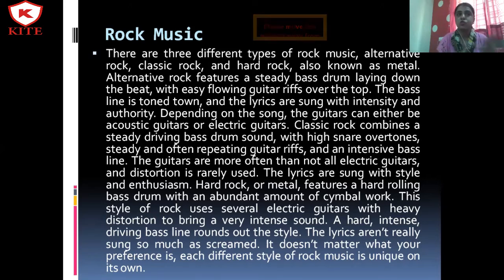So when you want to produce rock music, but various kinds of rock music, you have to combine different kinds of musical instruments, and you also have to look at the intensity on which they are played, and this way various rock music is made. And at the end, it doesn't matter what your preference is, each different style of rock music is unique on its own. So that is your concluding line.